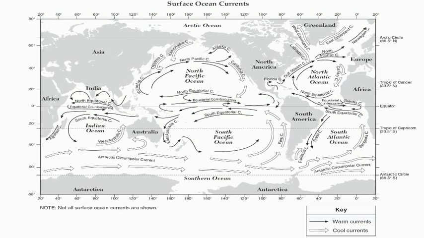You have a key at the bottom. Your warm currents are represented by a black arrow. Your cold currents are represented by a white arrow. Now your currents here actually help distribute energy across the planet.